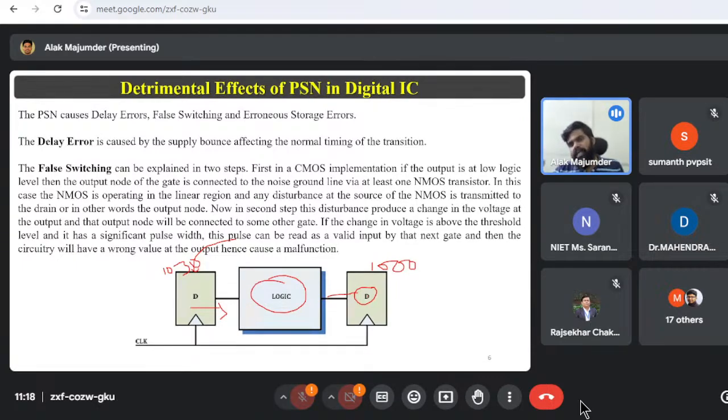So somewhere down the line, if this continuously happens, what will happen? A few data may be lost in the process of capturing by the second D flip-flop. So these are the impacts that can happen on the timing front. Okay.